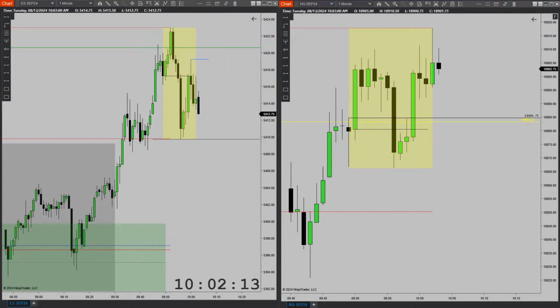All right. I'm not seeing anything just yet. All right. Okay, so I am in with one contract. I want a clear breakthrough here to target these lows and eventually these lows down here. So we'll see.